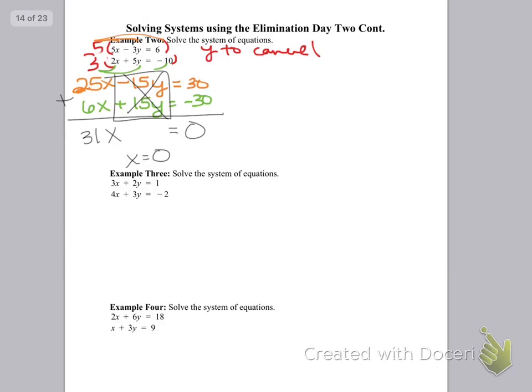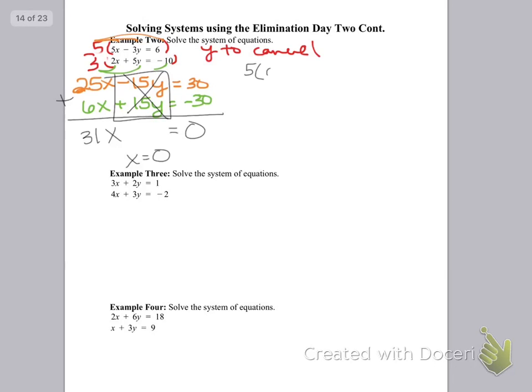Just because x equals 0 doesn't mean we can stop. We have to plug it back in to either one of those equations to solve for y. So what's nice about the elimination method is, again, it doesn't matter which equation you pick. You could pick the originals, you can pick the manipulated ones. It doesn't matter. So I'm just going to pick the first original equation.